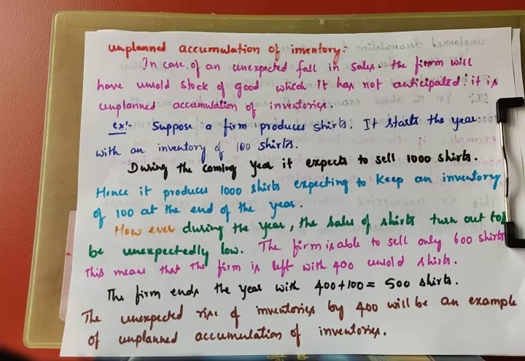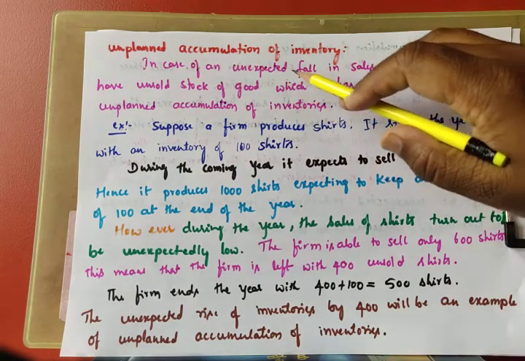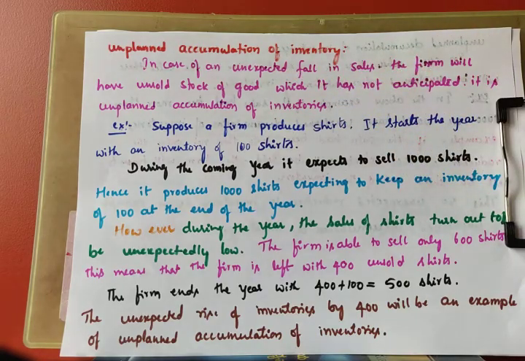They produced so many goods and decided to sell all the goods and services they produced. But what happened? An unexpected fall in sales, because maybe there was a flood, maybe less demand, maybe no transportation, maybe this Corona. Because of this type of situation, what happened here? An unexpected fall in sales. The firm will have unsold stock of goods.